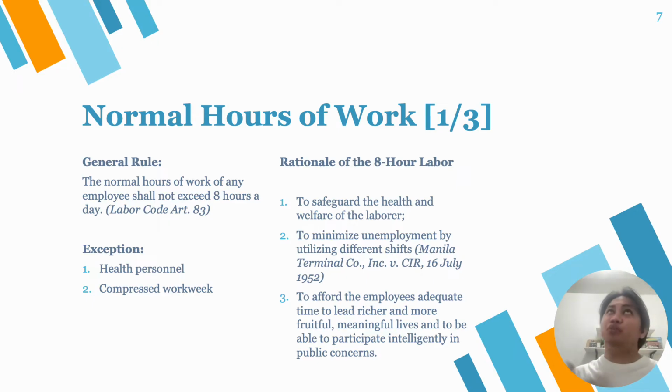We will discuss later on what this compressed work week is, but as an overview, it is basically reducing the number of days in a week for workers, but the total hours per week is still the same. It's just that it's no longer 5 days or 6 days, but a much reduced number of days, like say 3 days or 4 days. So naturally, in order to have the same number of hours per week, you extend the number of hours per day. The workers will be working longer per day, but working fewer days per week.